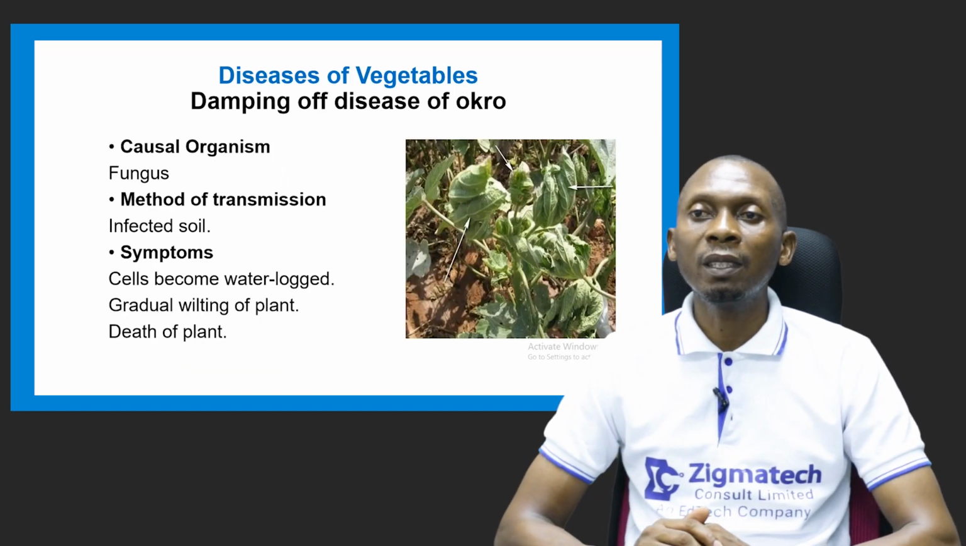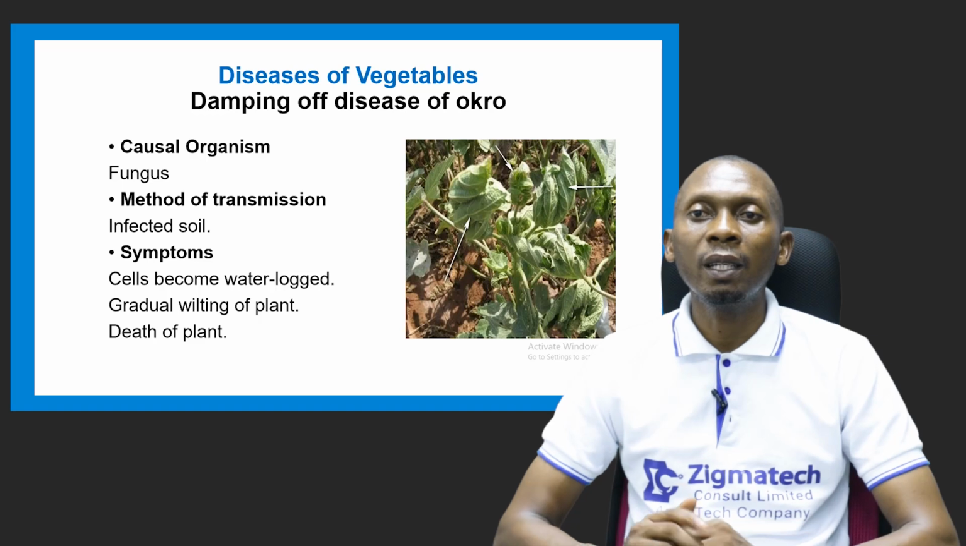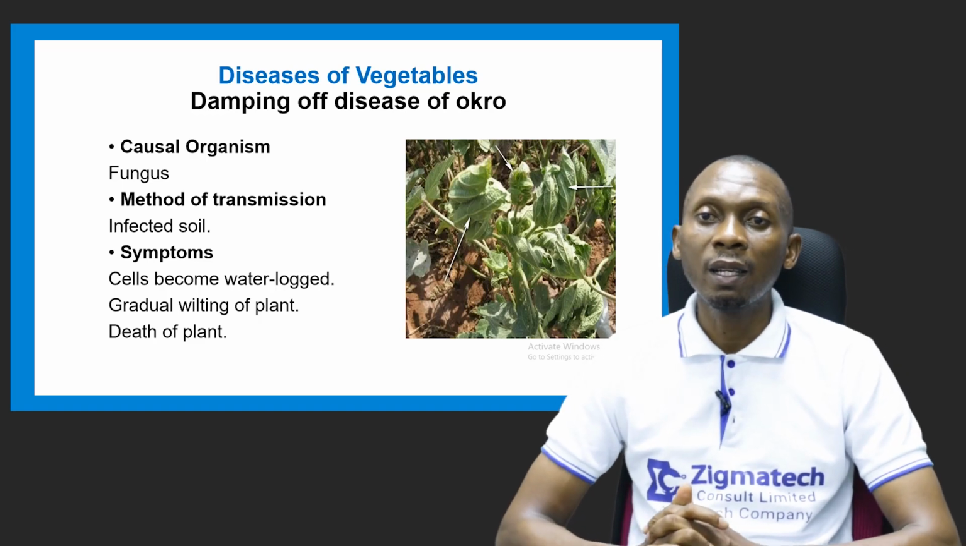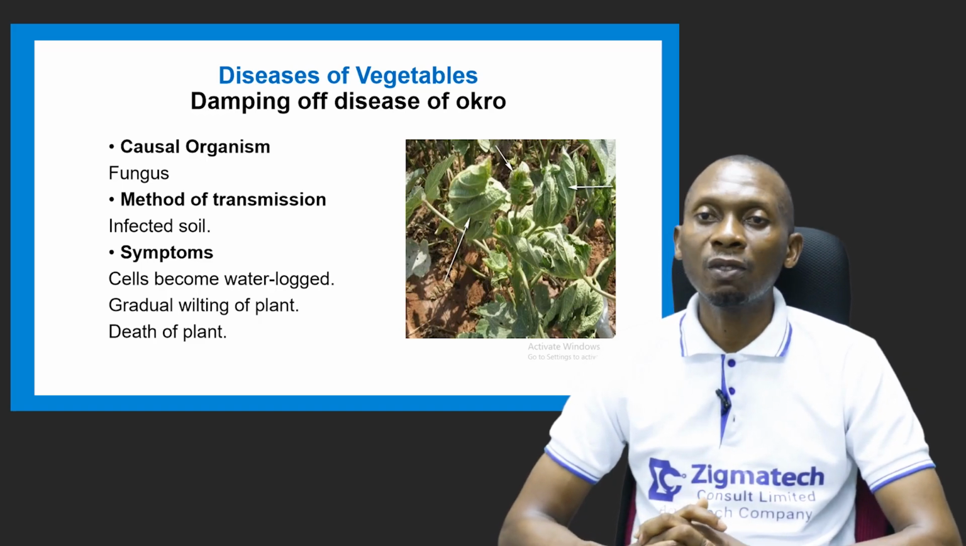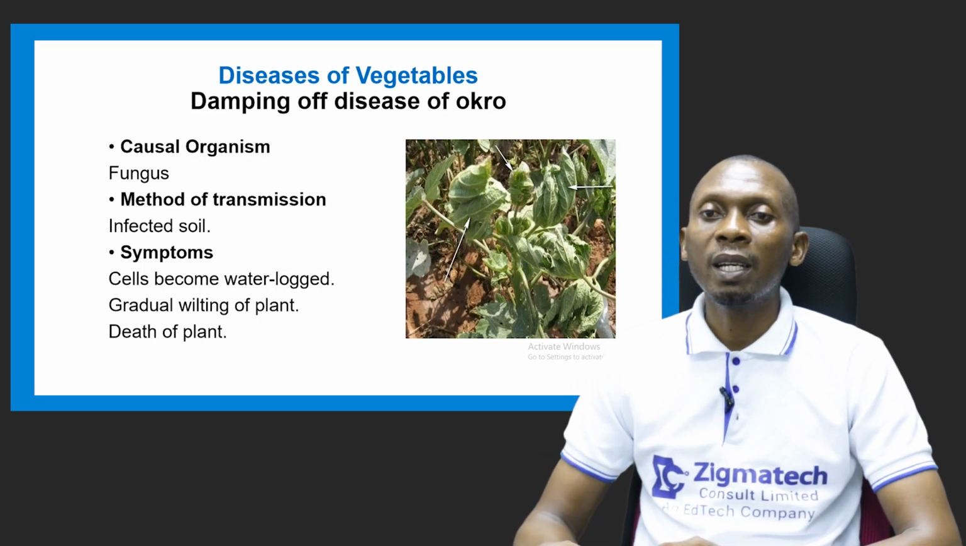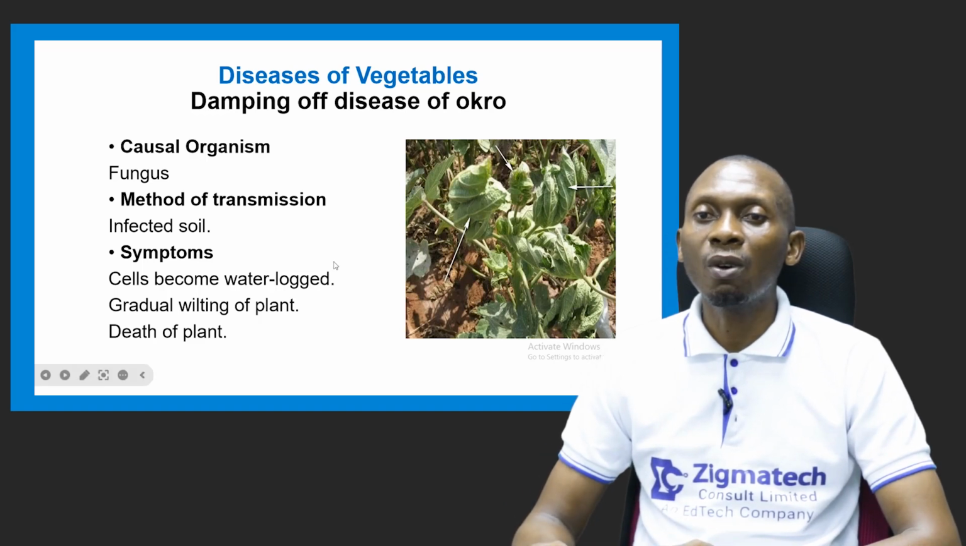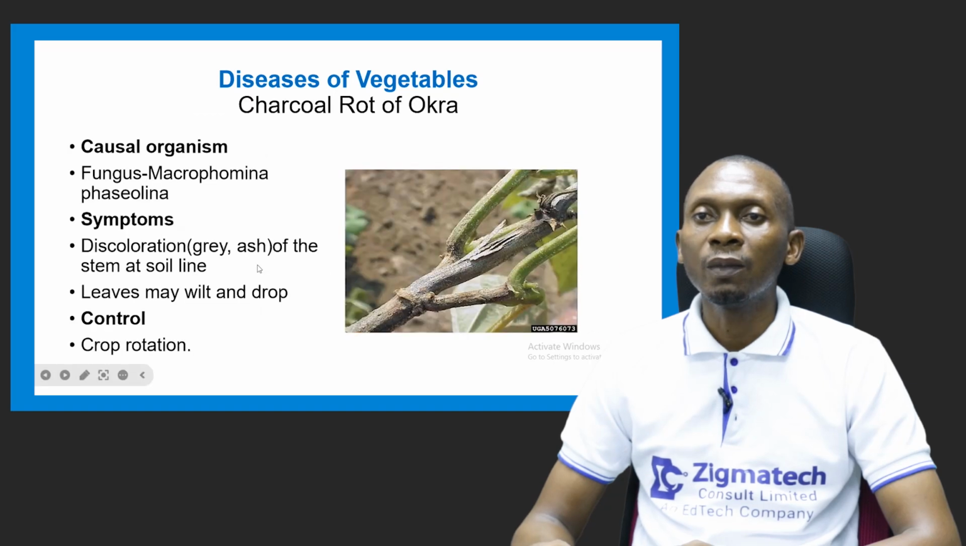Damping off disease of okra is caused by fungus and is transmitted through infected soils. And the symptoms here, the cells become waterlogged. There's gradual wilting of plants and also death of the plants. Spraying of appropriate fungicide will help to control this disease.